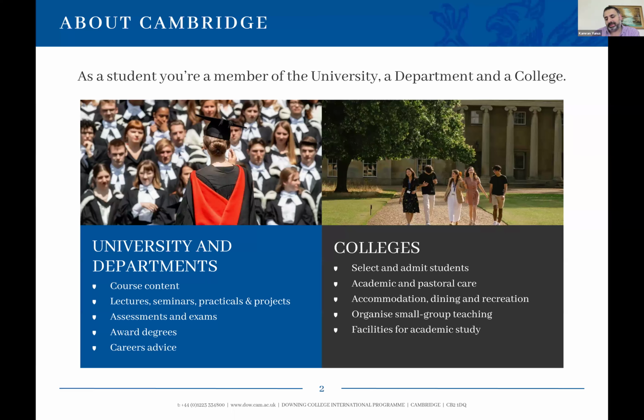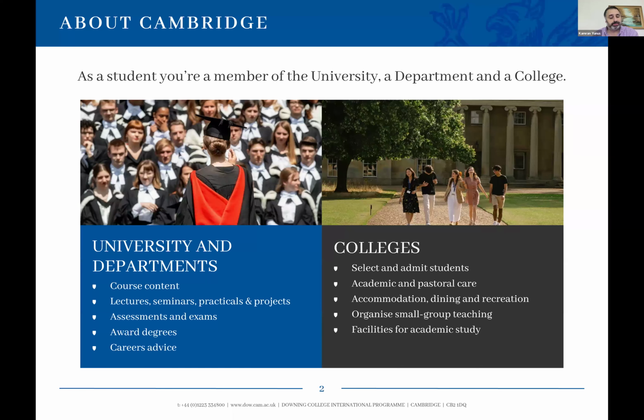Now, how it works at Cambridge is the colleges work in synergy with the departments. And they provide the students with all their accommodation, their dining facilities, their recreation facilities. They also support students with their learning and provide one-to-one tutoring lessons known as supervisions. But most importantly, what the colleges also do is they do the admissions and the selection of the student.